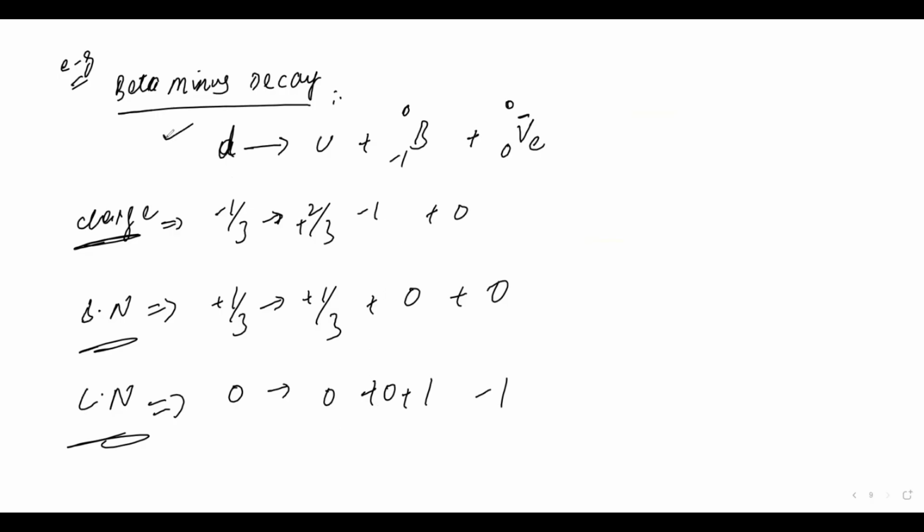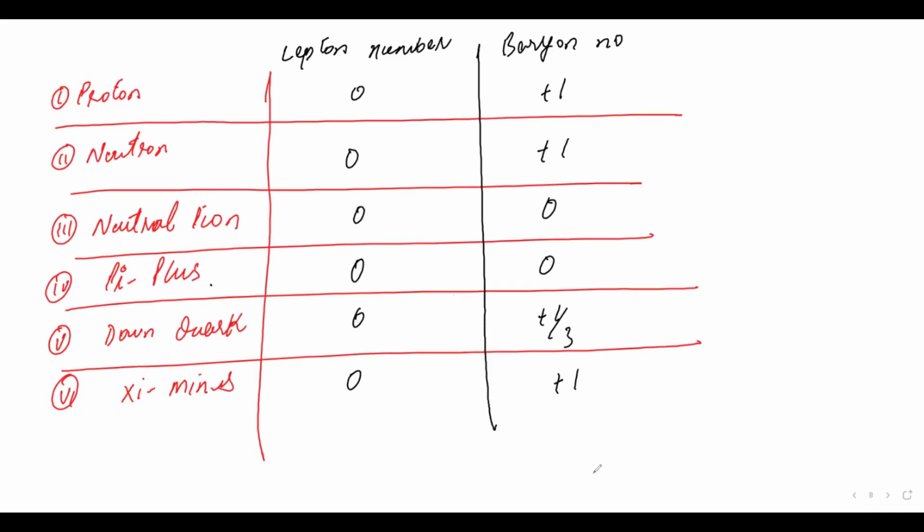So for this reaction to happen, the charge is conserved, the baryon number is conserved, and the lepton number is conserved. What does that mean? That this reaction can happen because it is fulfilling all the laws of conservation. Is that clear? So that is what we needed to talk about. We're done with the whole chapter of nuclear and particle physics.